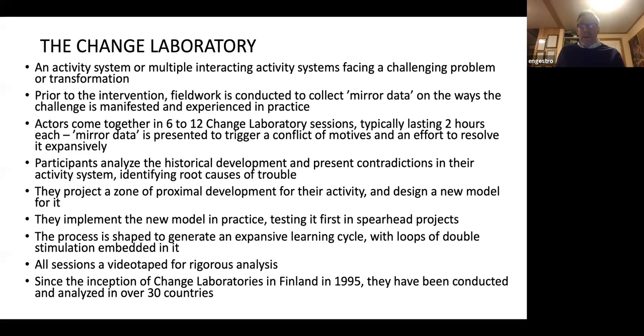The starting point is that this mirror data, or samples of it, are presented to trigger and make available the conflict of motives among the participants that is related to the contradiction in the activity, and to start working on it toward an expansive resolution. The participants move forward to analyze the historical development and present contradictions in their activity system or multiple activity systems, trying to identify root causes of the trouble.